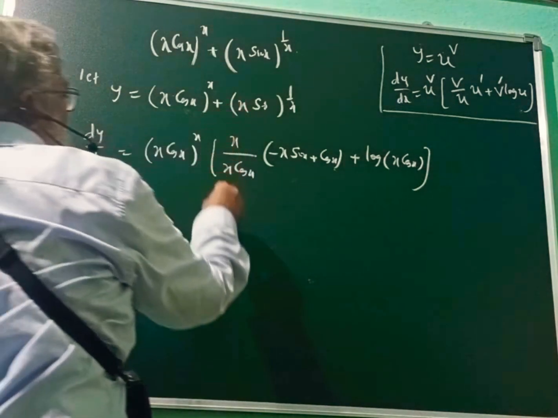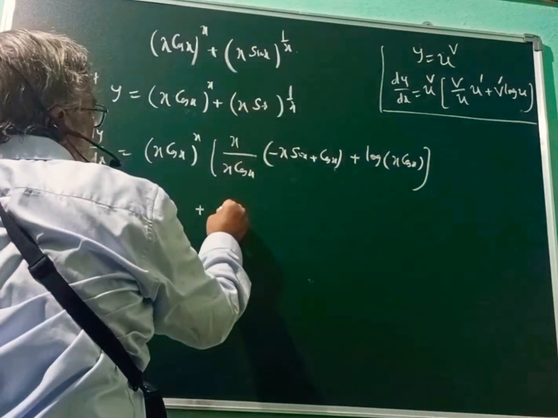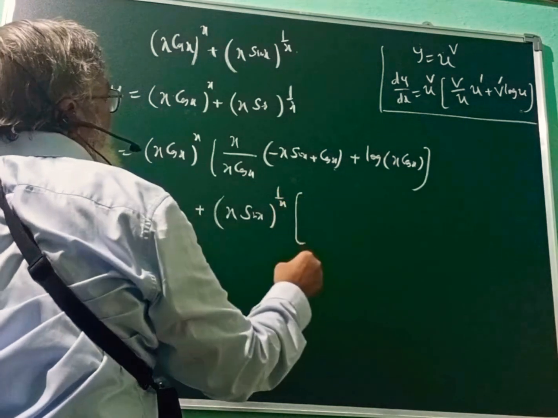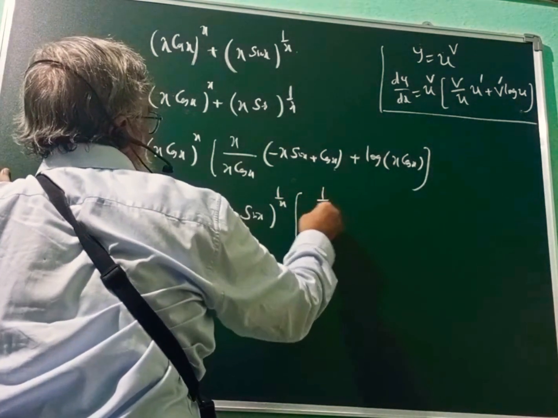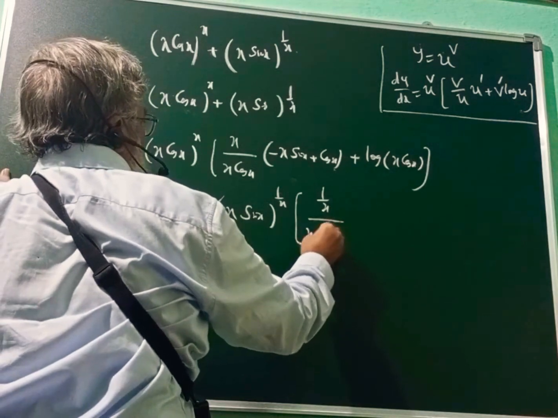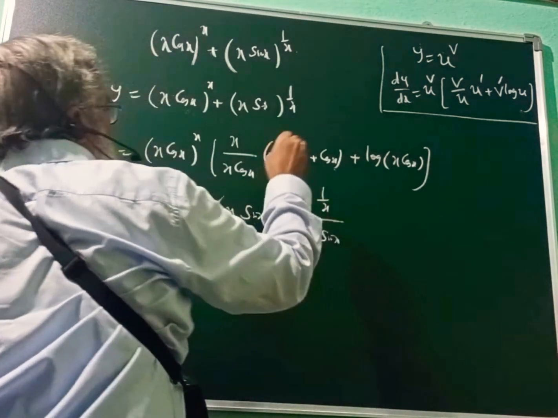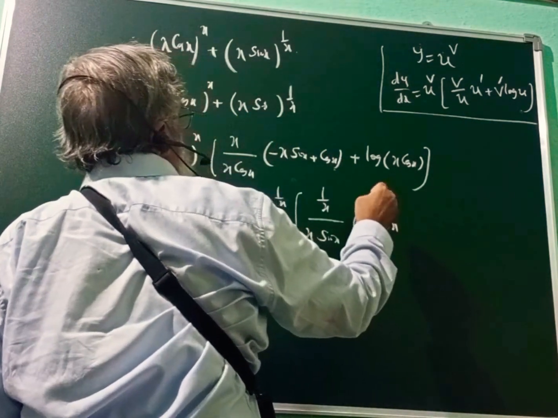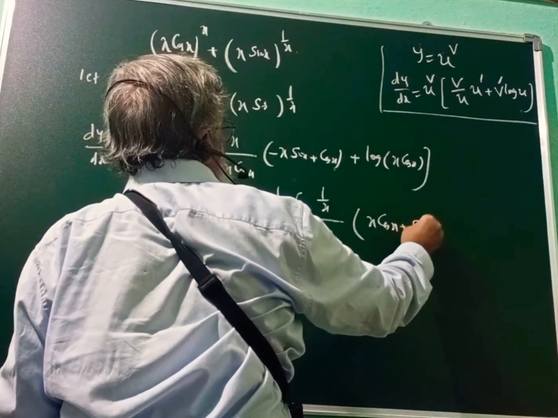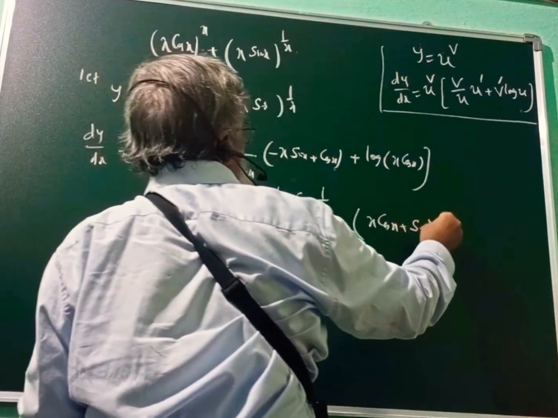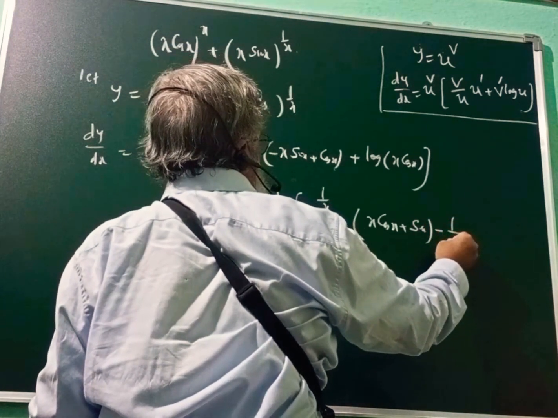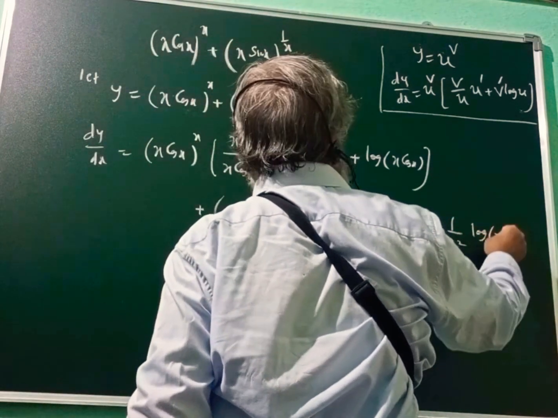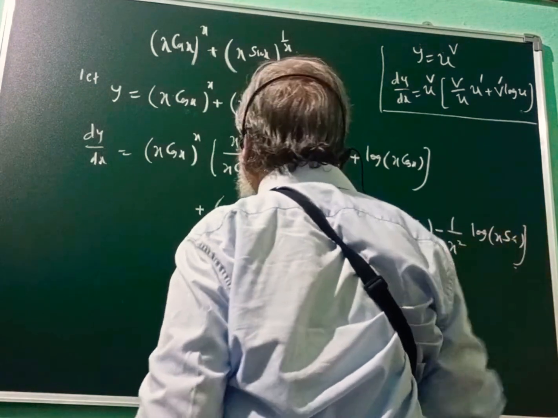This is the derivative of the first term here. Now we apply logarithmic differentiation to the second one. That is x sin x raised to 1 by x into 1 by x divided by x sin x into u dash. U dash again by product rule. First function, differentiation of sin x is cos x, plus sin x as it is, differentiation of x is 1, plus v dash, differentiation of 1 by x is minus 1 by x squared, into log of x sin x. Derivative is over here.